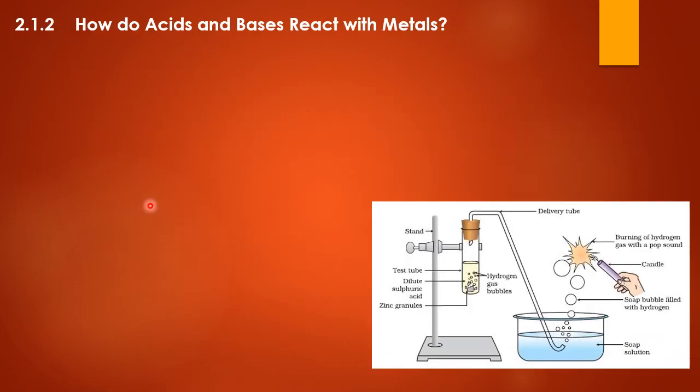How do acids and bases react with metal? This is the picture that shows the arrangement of a reaction between acid and metal. Hydrogen, dilute sulfuric acid is used over here with the reaction of zinc granules. Zinc granules means small pieces of zinc. They are kept in dilute sulfuric acid, and when the reaction occurs, the gas produced in this reaction comes out with the help of a delivery tube and goes to the soap solution.